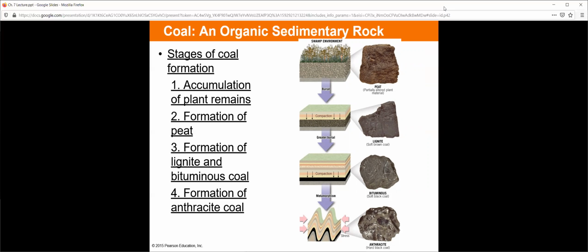As that peat compacts down and squishes, you get lignite, which is a mid-process to bituminous, which is your useful coal. And then if you keep squishing that coal more and more, you get anthracite, which is technically a metamorphic rock. We'll get to that next chapter. And yeah, just keep squishing that dead plant matter together, and it gets coalier and coalier and coalier.